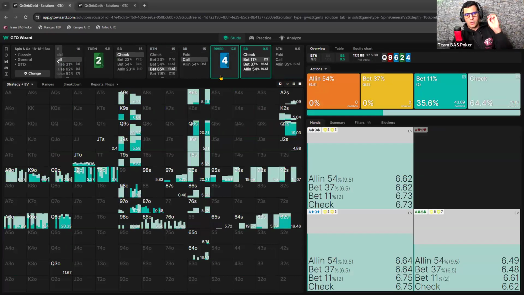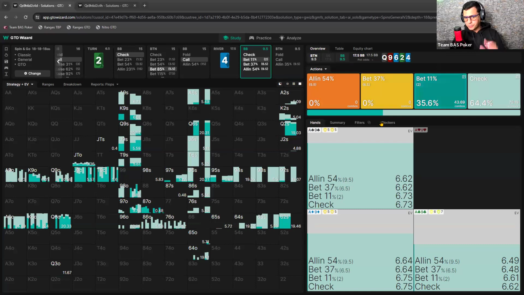So here the 4 is coming to the 3, and this is a GTO solution, I didn't put any node lock on it at the moment. And you will see that the solver is actually going for a block bet on this river card with 11% sizing at 35% frequency.